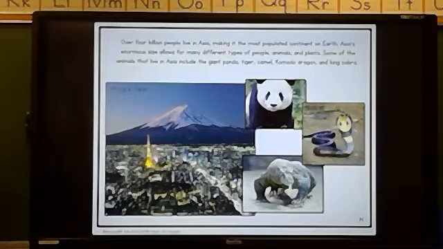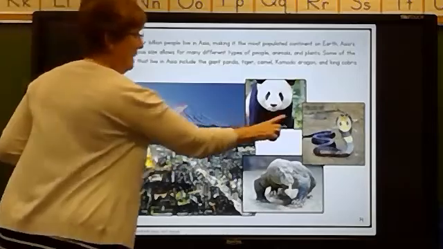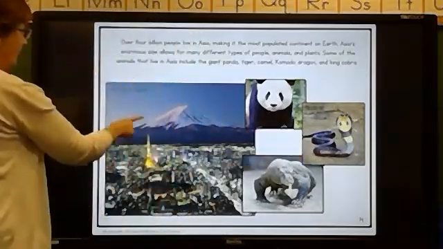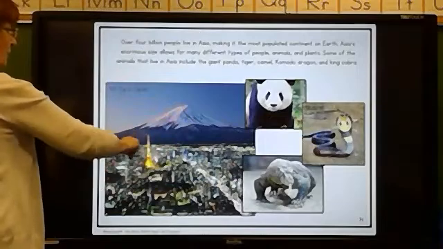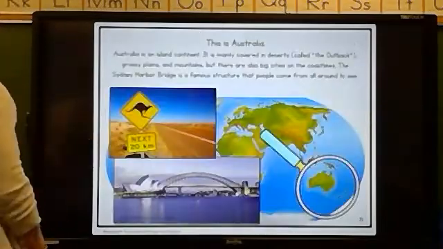Over 4 billion people live in Asia, making it the most populated continent on Earth. So I learned that Africa is the hottest, and I've learned that Asia has the most people, or is the most populated. Asia's enormous size allows for many different types of people, animals, and plants. And some of the animals that live in Asia include the giant panda, the tiger, the camel, the Komodo dragon, and the king cobra. And I don't think I would want to be near either one of those. Okay, pretty city. This is Mount Fuji in Japan, very pretty, and you can see the beautiful mountain behind it.